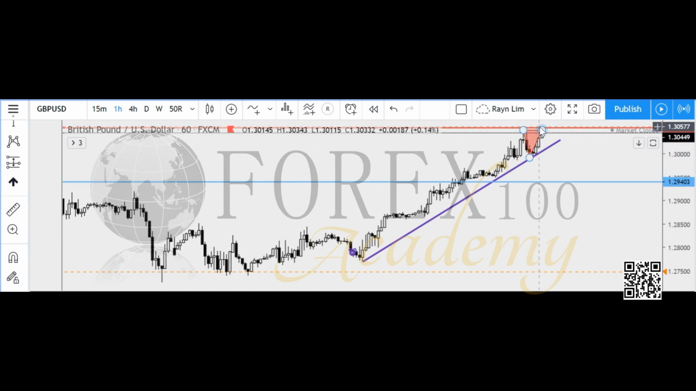Traders who are more conservative can wait for the break and close below the trend line and retrace back up to short it down. All right, so that's all I have for you today.